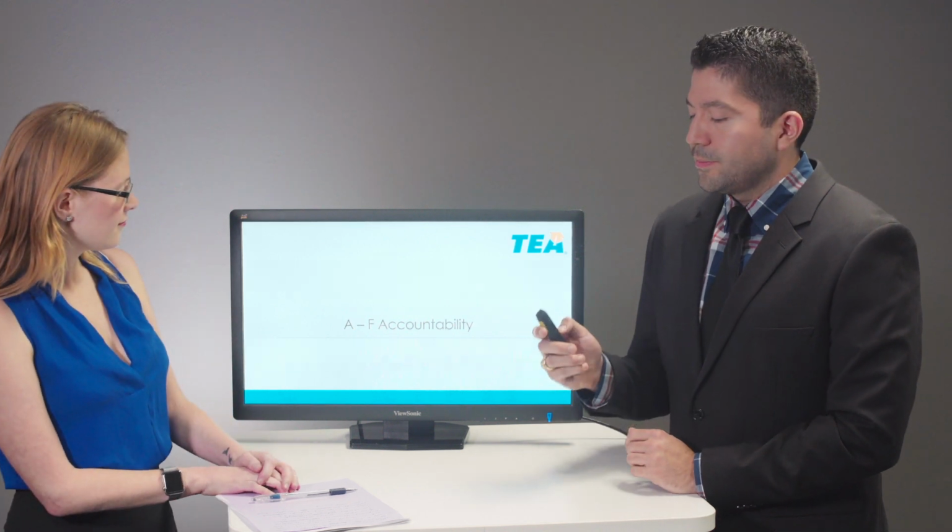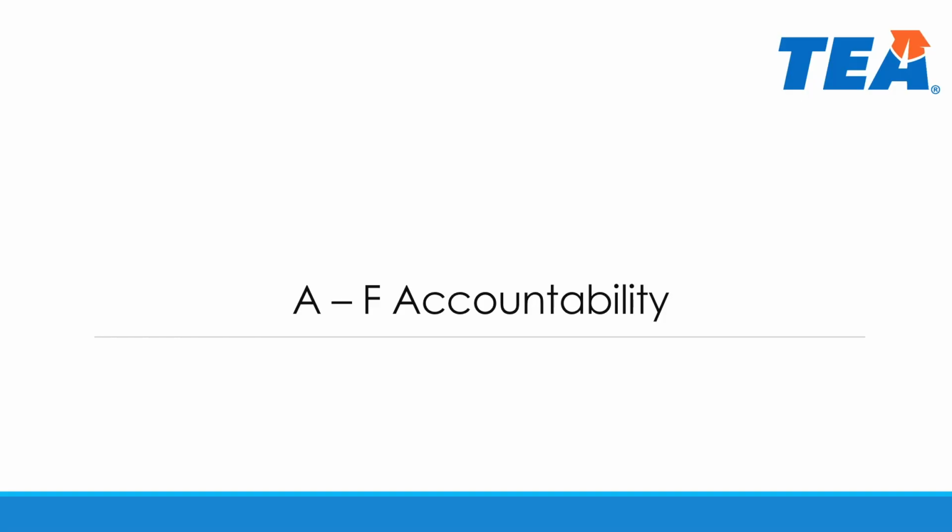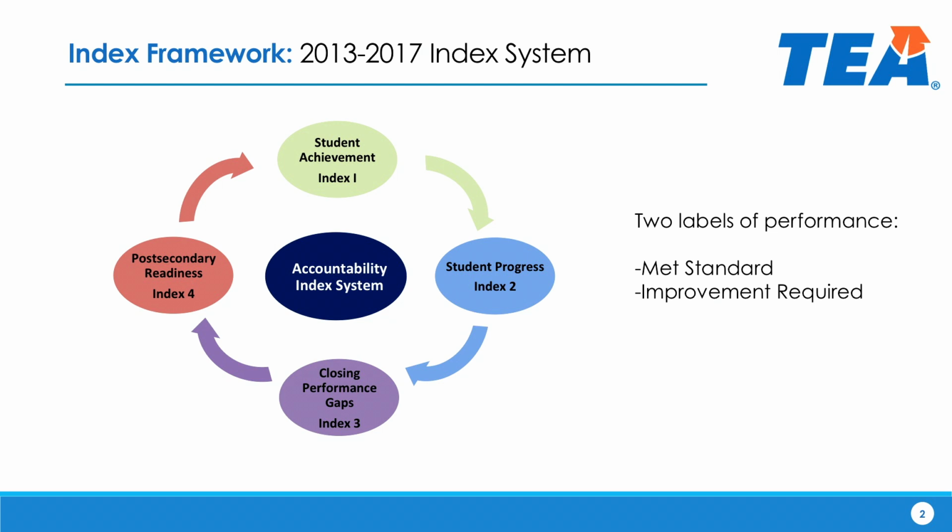Okay? So, A through F accountability, it's happening. And we're going to have our first A through F ratings in August of 2018. To give you a perspective on the accountability system, we're moving from an index system to a domain system. Our old index system was over 4 specific indexes of student achievement and performance. Index 1 was over student achievement, Index 2 was over student progress, Index 3 was over closing performance gaps, and Index 4 was about post-secondary readiness for high schools and for districts.